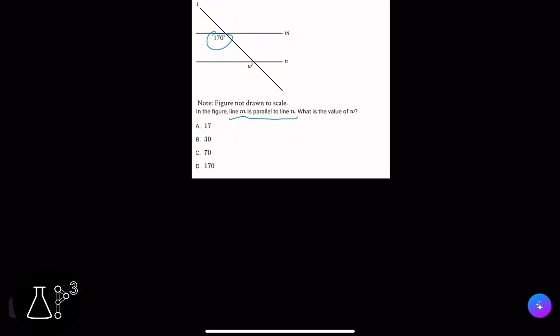So the good thing about parallel lines is that all angles correlate. What do I mean by that? Notice how T is the transversal, and we have an angle measure of 170. Because we have parallel lines, 170 correlates to W. So the value of W is just 170. That's how parallel lines work.